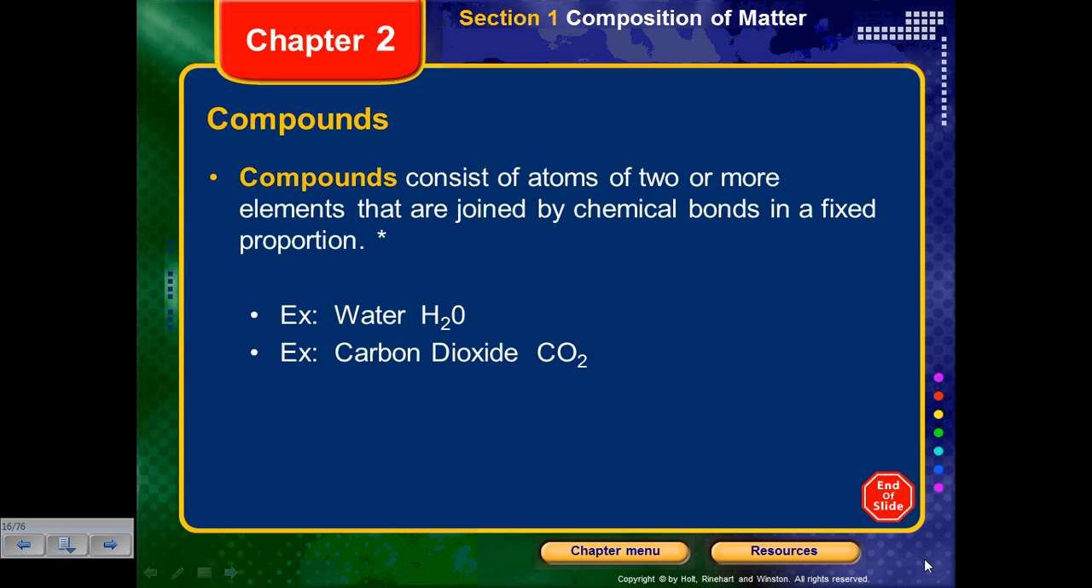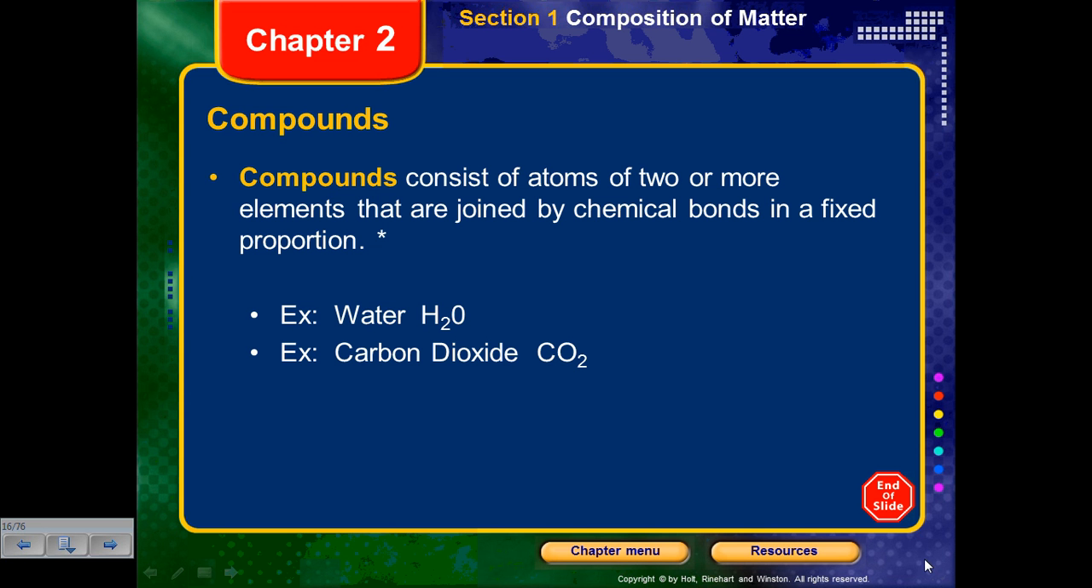So anytime that we're joining these atoms together, we're usually making a compound. All right? So you guys have all heard of water, I hope, anyway. And so water is H2O. My fixed proportion means in order to make water, how many hydrogens do I always have to have? 2 hydrogen atoms to every, how many oxygen? To 1 oxygen. That's a fixed proportion. 2 hydrogens to 1 oxygen.